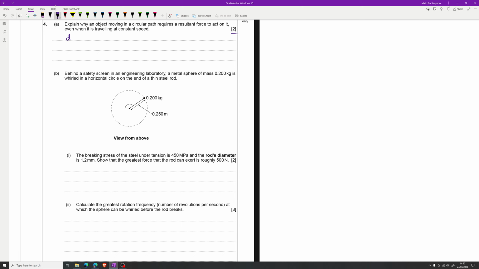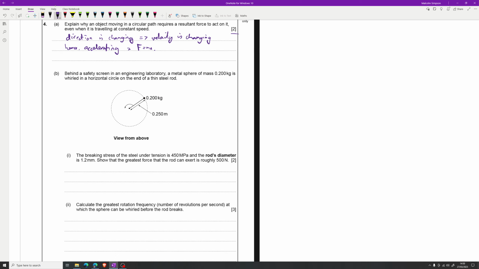The direction is changing. The direction, and hence velocity, is changing. Hence accelerating, and F equals ma. I think that's probably more than I need for my 2 marks.